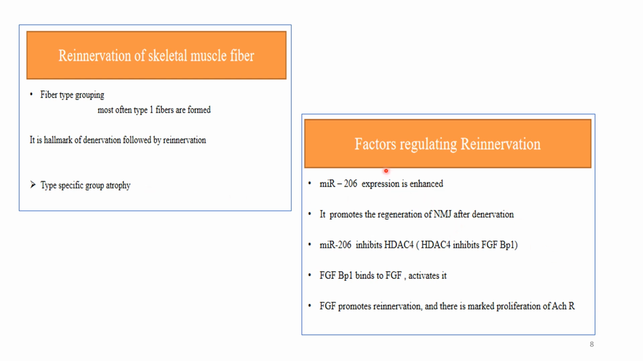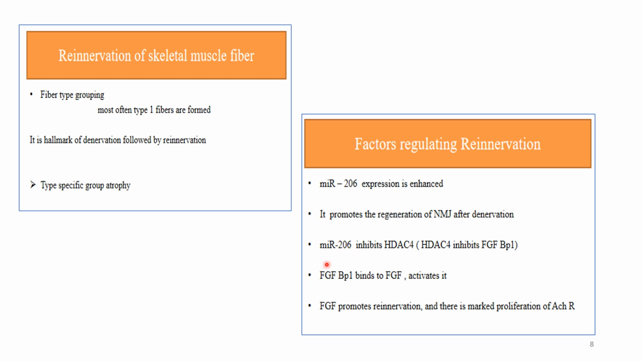Now coming to the factors regulating re-innervation. See this, the expression of the miR-206 will be enhanced in the skeletal muscle fiber. So what will this cause? It will promote the regeneration of the neuromuscular junction after denervation. So this is helpful for the NMJ regeneration.